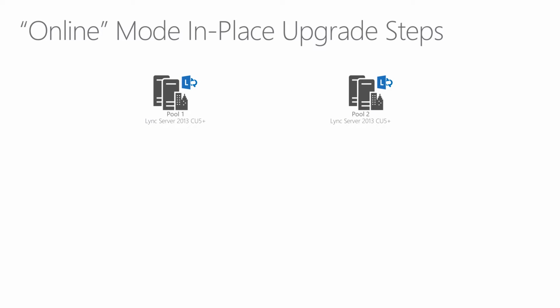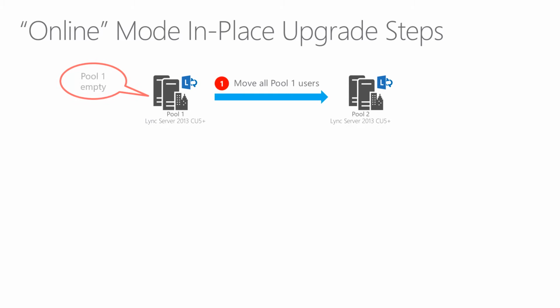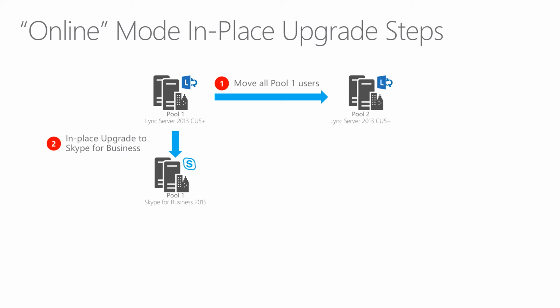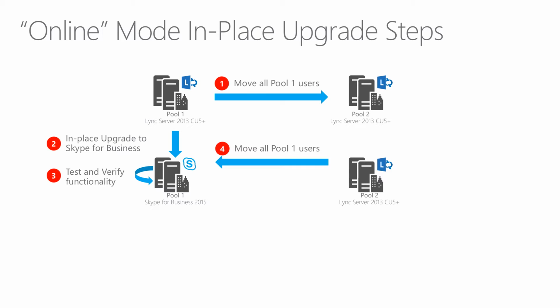Let's take a look at the online mode in-place upgrade steps. Step 1. Move all Pool 1 users to Pool 2. Step 2. Begin the in-place upgrade to Skype for Business Server 2015. Step 3. Once the upgrade process is completed, test and verify. Step 4. Move all Pool 1 users back to Pool 1.